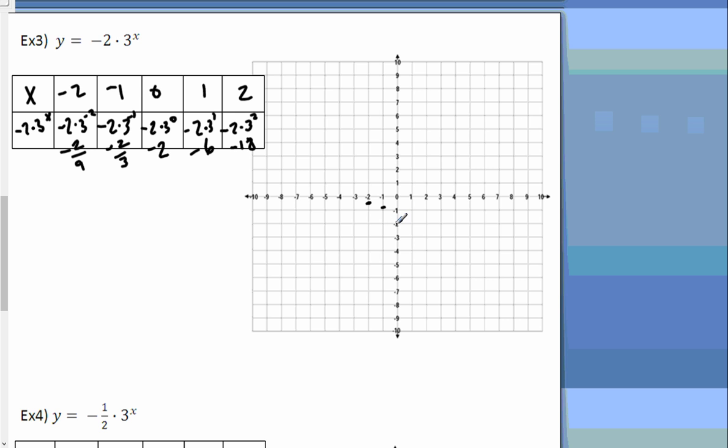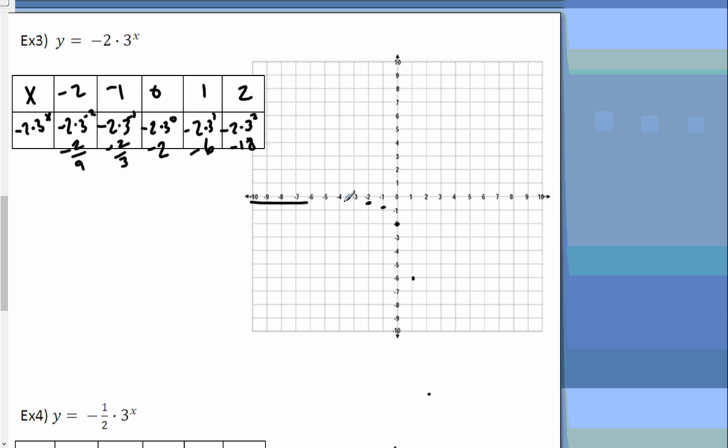0 is negative 2. 1 is negative 6. And 2 is off the chart. It's way down here somewhere. But as you can see, there's my curve again, right? It's going to curve like that. And it is really hard to graph these on this tablet, but I'll try.